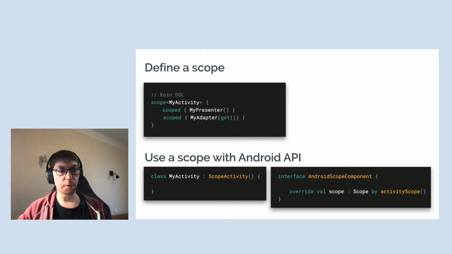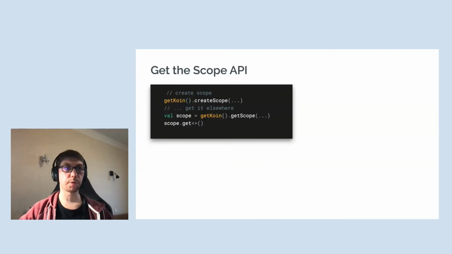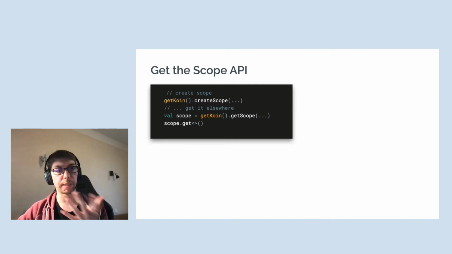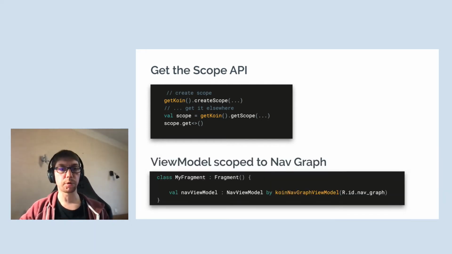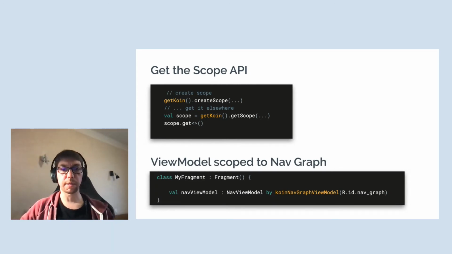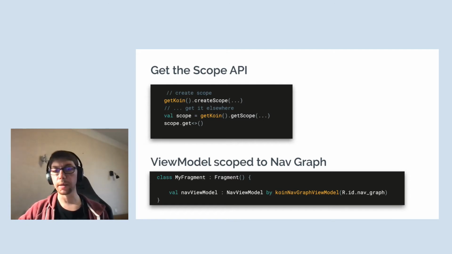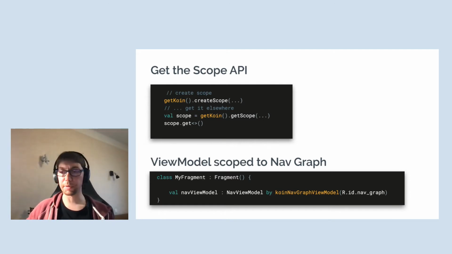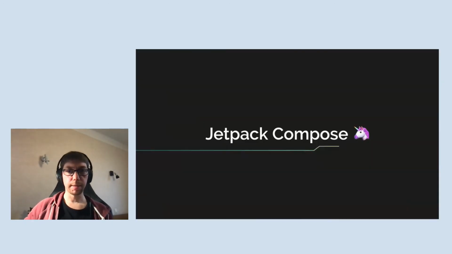To deal with this scope in your activity, just use the ScopeActivity class or the AndroidScopeComponent interface. And then also to get the scope API, just get the static access getKoin, and then you will have access to createScope, getScope, and everything that will allow you to resolve your dependency inside your scope instance. And lastly, don't forget the Koin navGraphViewModel function that lets you get the instance of your navigation graph view model. Yeah, heavy topic, as I was saying.